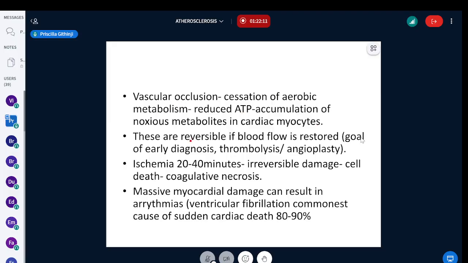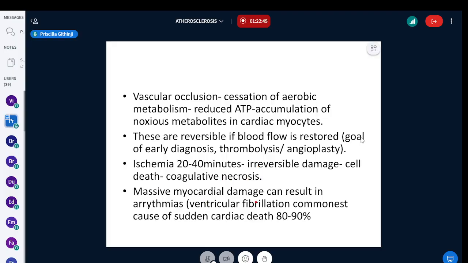Most of these changes are usually reversible if blood flow is restored, and this is usually the goal of early diagnosis, thrombolysis, and angioplasty. So, with early diagnosis, you are able to restore blood flow and reverse these abnormalities. But if you're not able to do that, and you have ischemia that lasts more than 20 to 40 minutes, then you get irreversible damage and cell death, and this leads to coagulative necrosis. Go back to our lecture on cell injury.